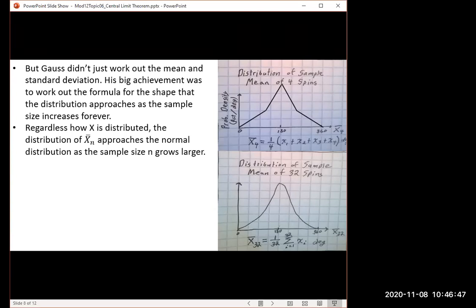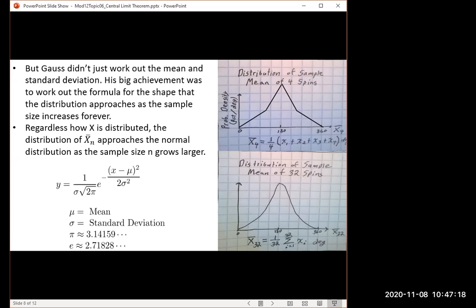And so what he showed was that regardless how x is distributed, the distribution of the sample mean approaches the normal distribution as the sample size grows larger. And so his big achievement was to find the formula for this curve that's being approached. And this is it. You don't have to memorize it.